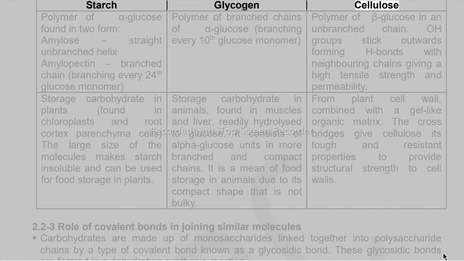Starch, glycogen, cellulose. Starch is a polymer of alpha-glucose found in two forms: amylose, a straight unbranched helix, and amylopectin, a branched chain, branching every 24th glucose monomer.